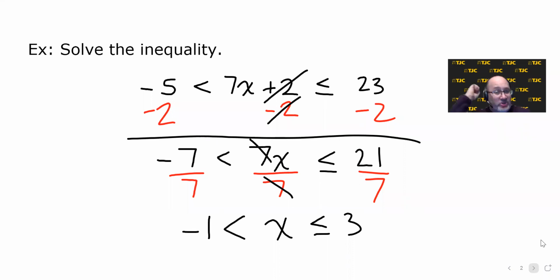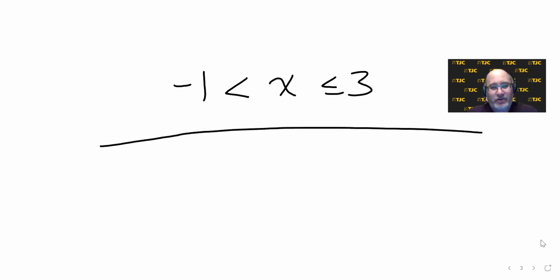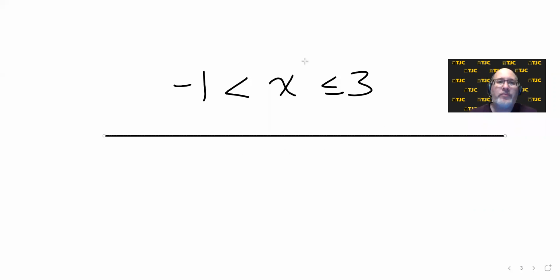So how do we represent this solution as both a number line and an interval? Well, it's actually pretty easy. If we take our solution, which is -1 is less than x, is less than or equal to 3, the number line is really easy to draw. All you have to do is shade between the numbers that the x is between. In other words, the x is between -1 and 3, so we're going to shade between -1 and 3.